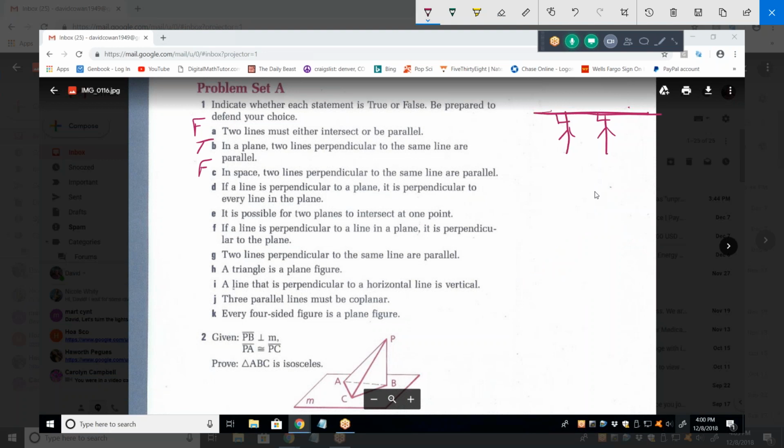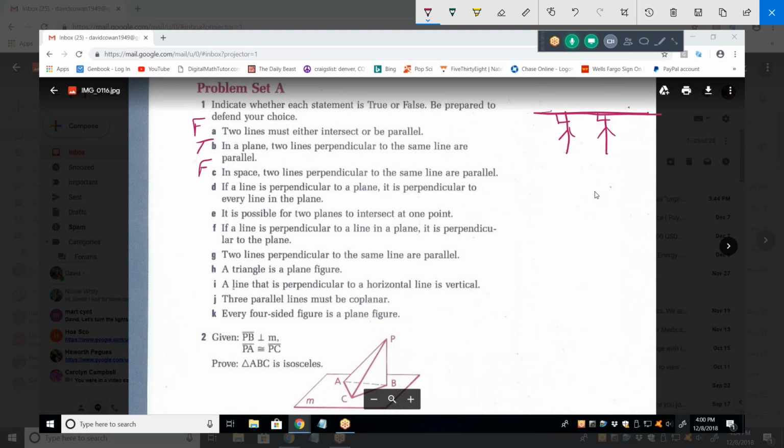Was your last test over three-dimensional geometry? No, it was about shapes. Okay. Like convex and concave shapes? Yeah, like mostly quads.